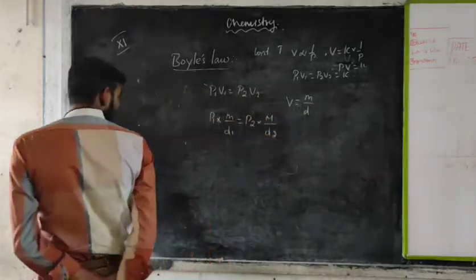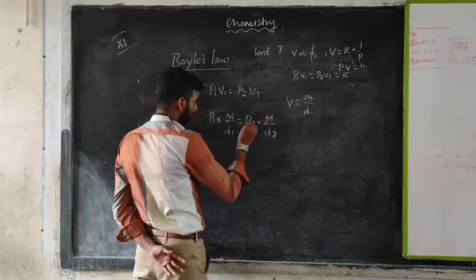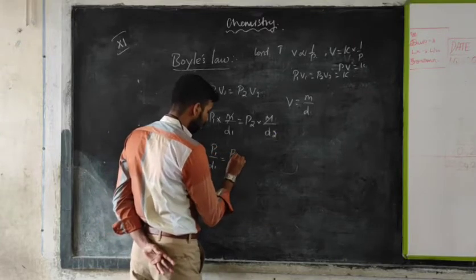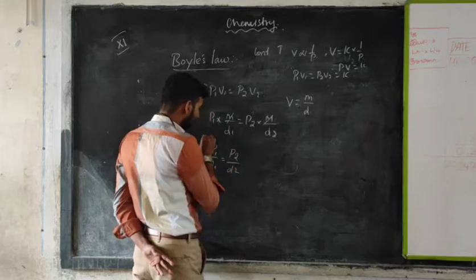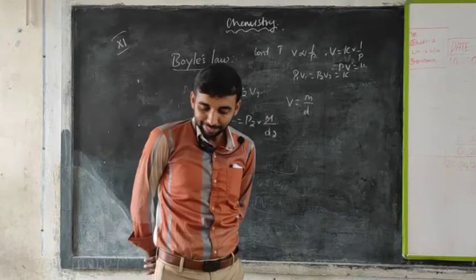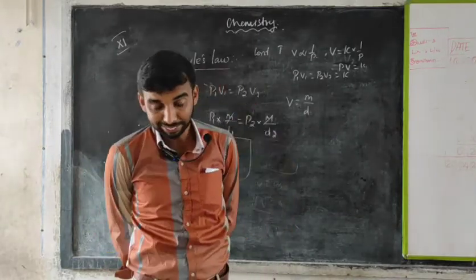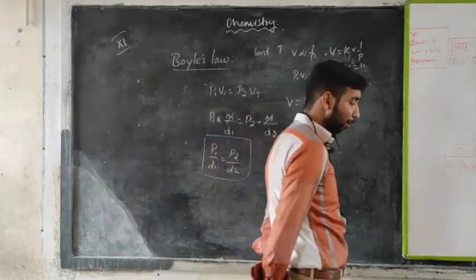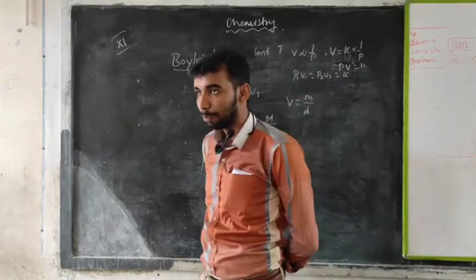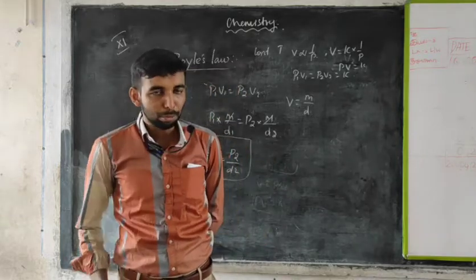If we rearrange the formula, we can cancel this m. By rearranging, we get P1 d1 equal to P2 d2. This is the consequence of Boyle's law. In other words, the density of a gas is directly proportional to its pressure. That means if you increase the density of a gas, the pressure will also increase.